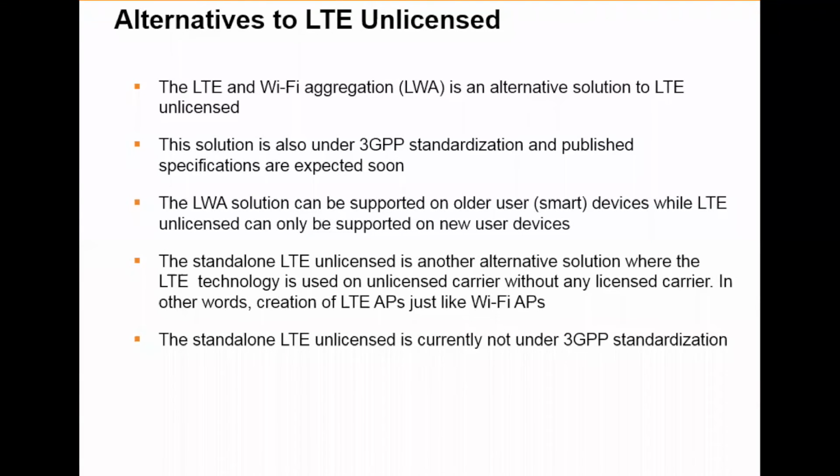What are the alternatives? As Avijit stated in the beginning, LTE and Wi-Fi aggregation is an alternative solution to LTE unlicensed. This allows that I don't make any changes to the existing Wi-Fi access points. I basically integrate the Wi-Fi access point as it is with the LTE. So when a consumer activates a service, the service data is sent via Wi-Fi as well as through the LTE licensed band, and the user, in the mobile device, can aggregate at its end.